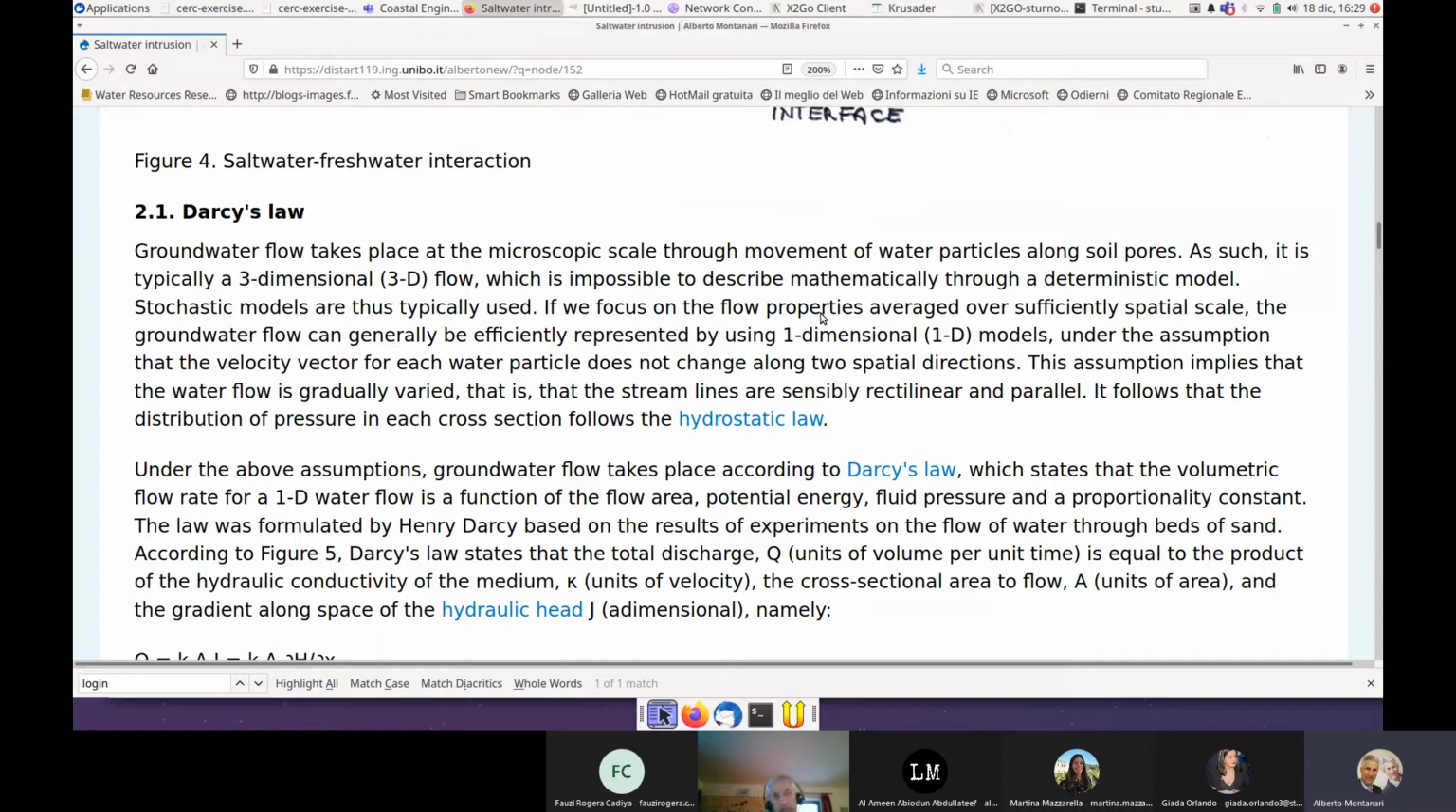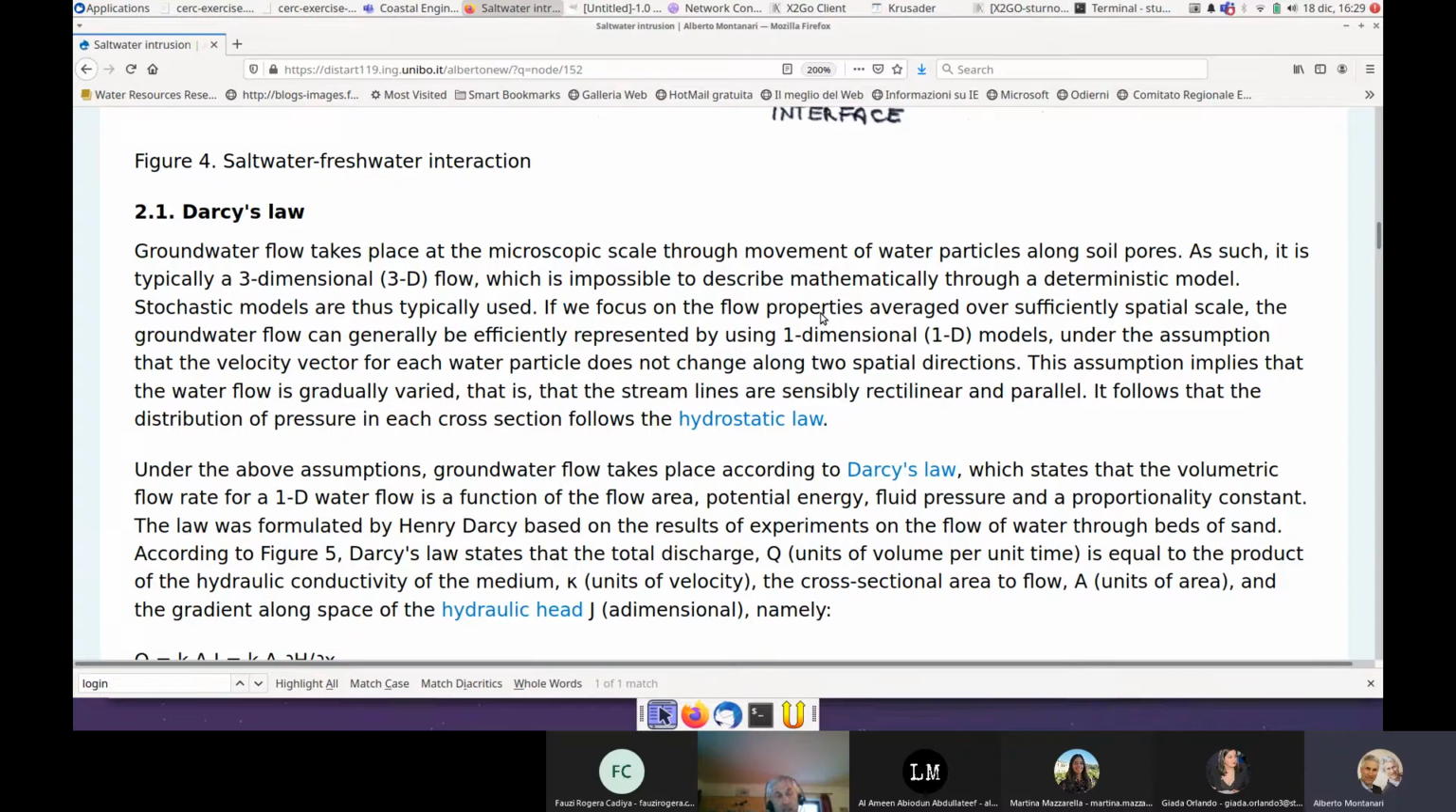So these conservation laws, conservation of energy, and, as I said, conservation of mass, can be combined into the so-called Darcy's law. I think you probably already heard in your past studies about Darcy's law. It's the fundamental law to describe groundwater flow. It relies on the assumption of 1D flow, so one-dimensional flow.